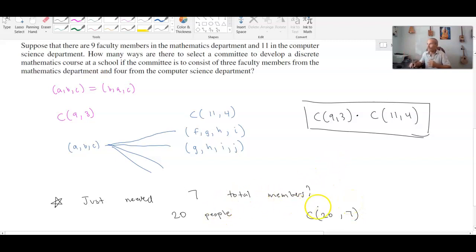Keep in mind that doing it this way is going to count the possible ways in which all 7 of them could be math faculty members, and there's more than one way that could happen because there's 9 faculty members, and it's also going to include all the ways in which 7 faculty members could be chosen strictly from the computer science department. It's also going to count things such as 6 math faculty and 1 computer science faculty, and that would be the advantage of bundling them all together if we were not concerned about the construction of this committee.